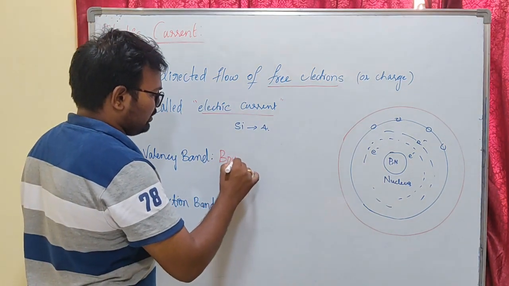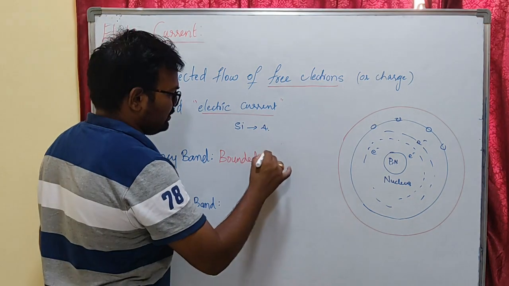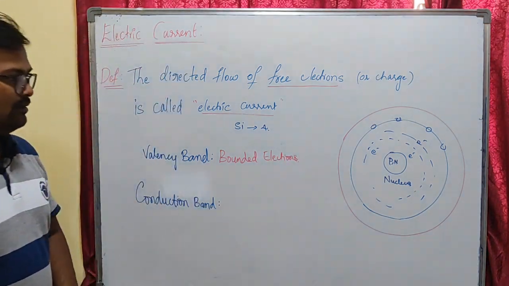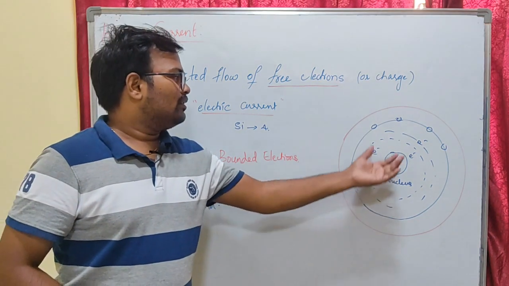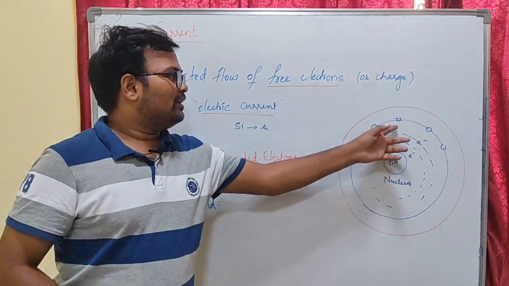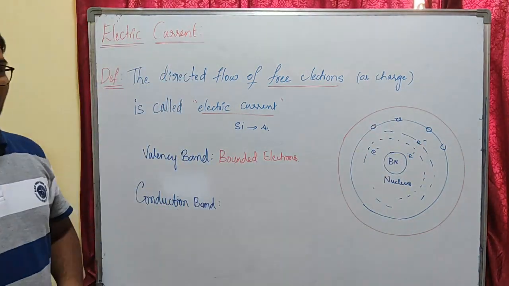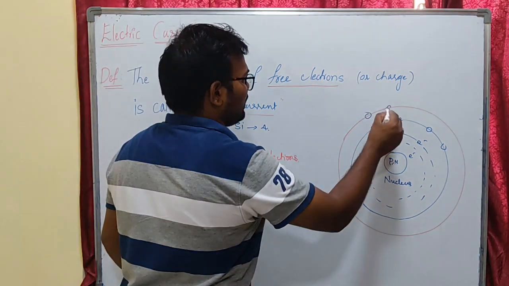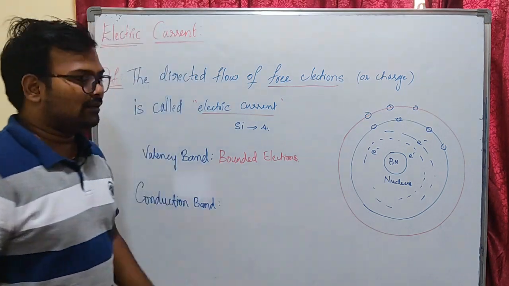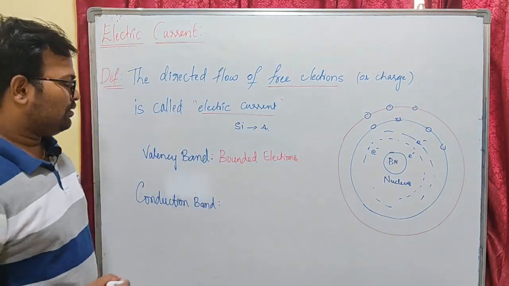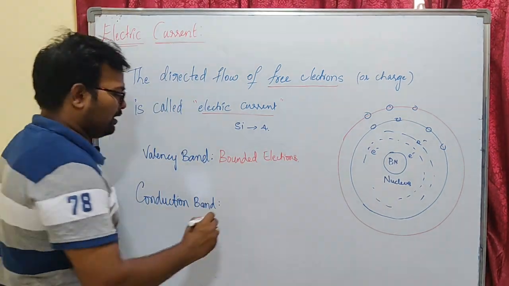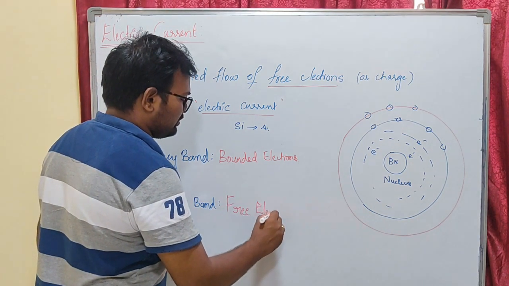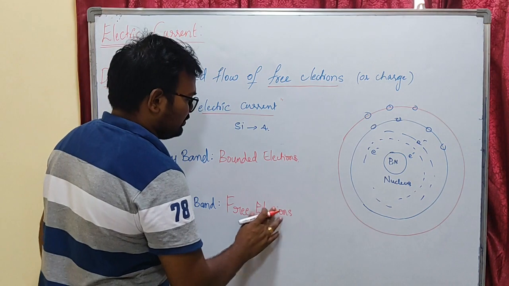These are bounded electrons because they are bounded to the nucleus. The attraction of the nucleus is effective on these valency electrons. This is my conduction band. The red color circular line is the conduction band. The electrons in the conduction band are called free electrons, the name itself indicating free electrons.